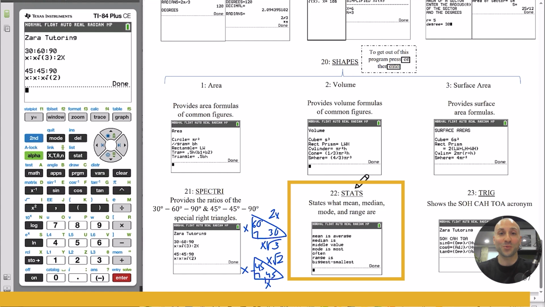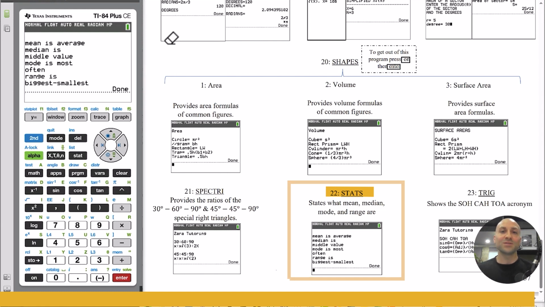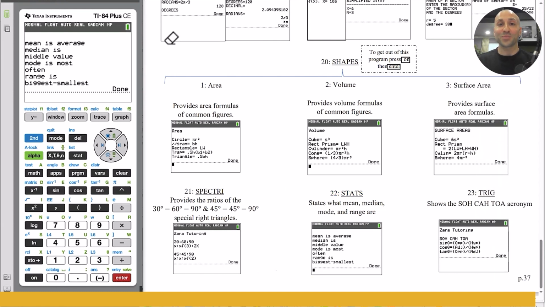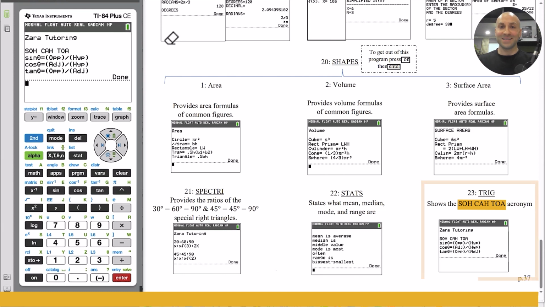On to program number 22. This program, Stats, gives us various pieces of information regarding statistics. Let's go ahead and take a look. It just tells us that mean is the average, median is the middle value, mode most often, and range is biggest minus smallest. So just reminds you of those things. On to our final program, program number 23. So trig is going to give us SOHCAHTOA as an acronym and lay it out for us of what sine represents, cosine, and tangent.